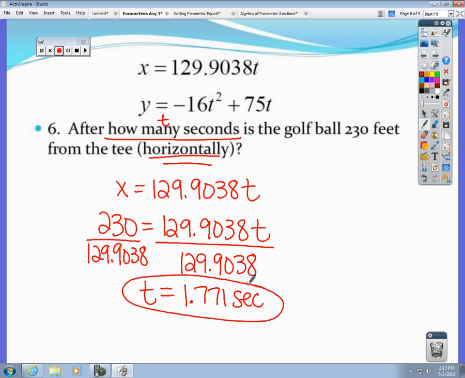Okay. Know what your variables mean, and keep in mind that your x equation is for horizontal distances, your y equation is for vertical distances.